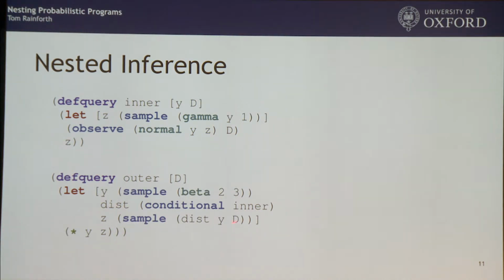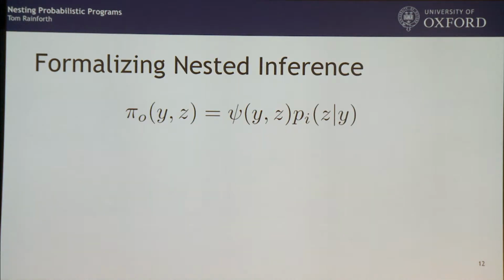Then I can sample from this Z and maybe return some output. So this outer query is using inference on the inner query itself. Again, we can think about how we might mathematically formalize this. So now we're going to call the unnormalized density of our outer query pi yz. So y are the variables we're generating in this outer query. Z are variables we're generating from our inner query.